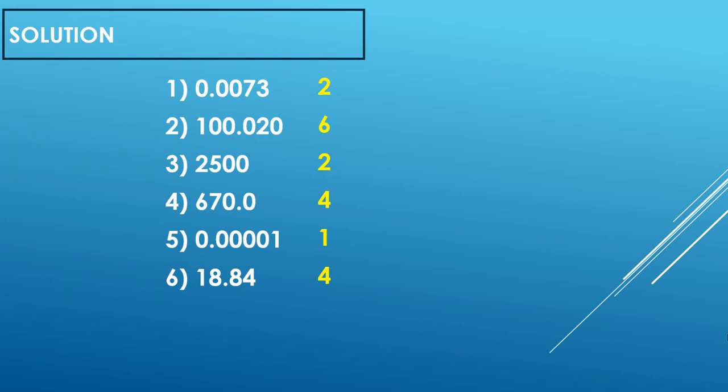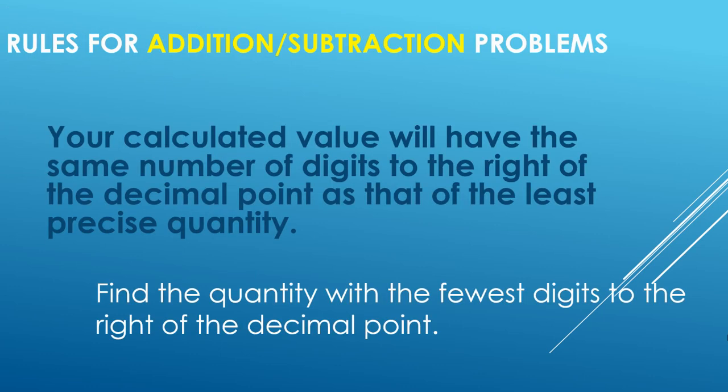In number 5, all of the zeros are to the left of the first non-zero number. So only the 1 is going to be significant. And then number 6, there are no zeros, so they are all significant. You have 4 significant figures in that last one. All right, now, once you start doing calculations, it gets fun.